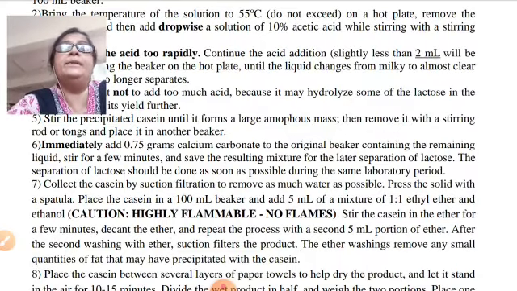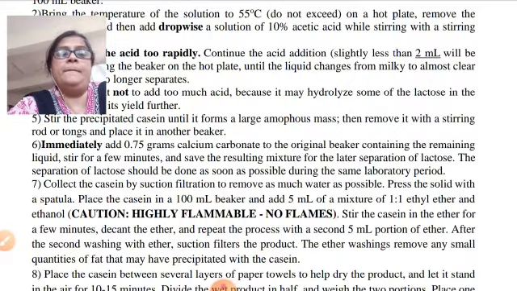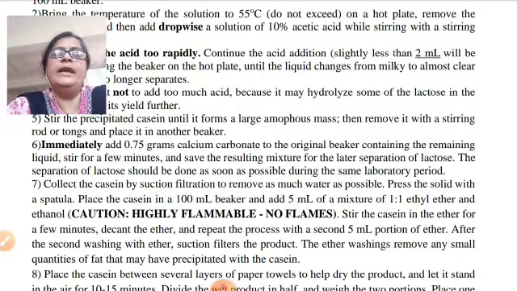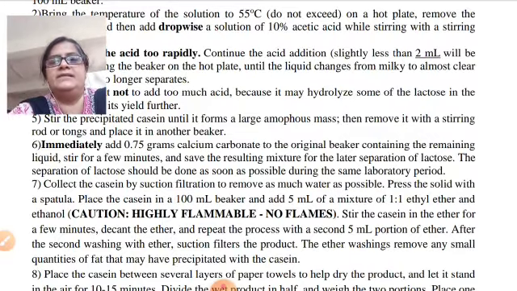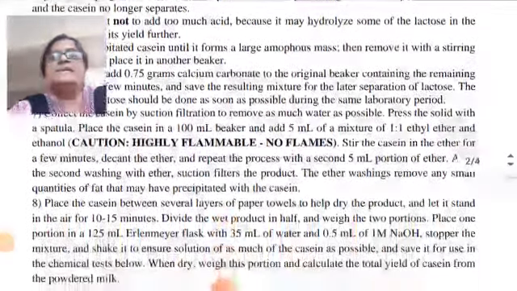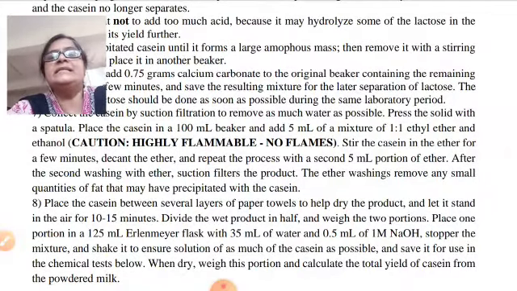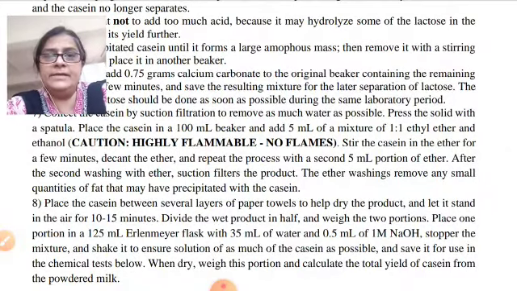Decant the ether and repeat the process with a second 5 ml portion of the ether. After the second washing with ether, suction filter the product. The ether washings remove any small quantities of fat that may have precipitated with the casein. Now place the casein between several layers of paper towels to help dry the product and let it stand in the air for 10 to 15 minutes.